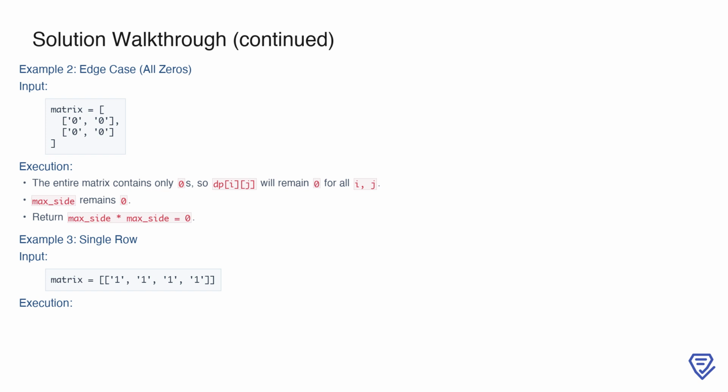Next, consider a single-row matrix where all elements are 1. Since there is only one row, each cell can only form a square of side length 1. As we iterate through the row, we set each dp value to 1, and max_side remains 1 throughout. This means the largest square has an area of 1. These examples illustrate how the algorithm handles matrices of different structures, ensuring the solution is robust even for edge cases.